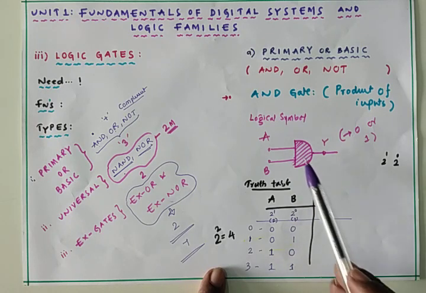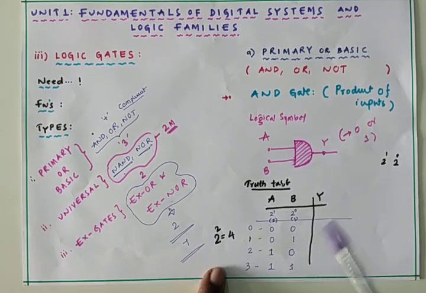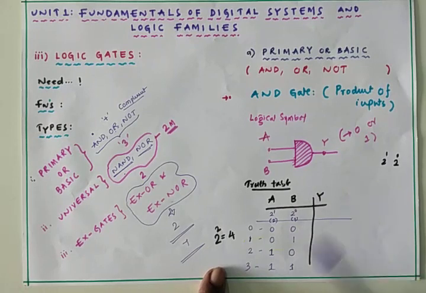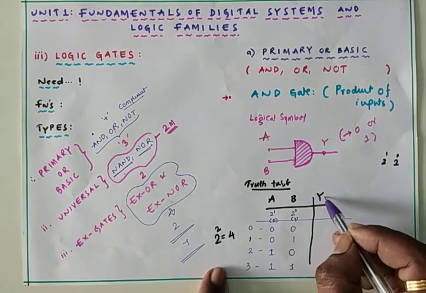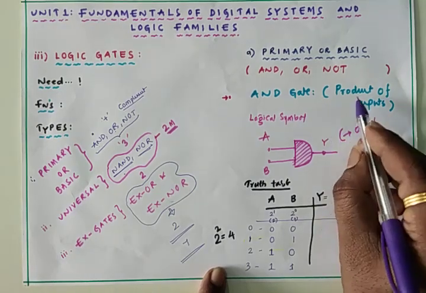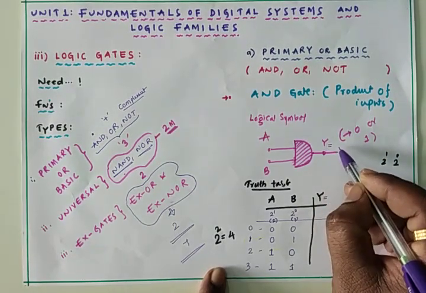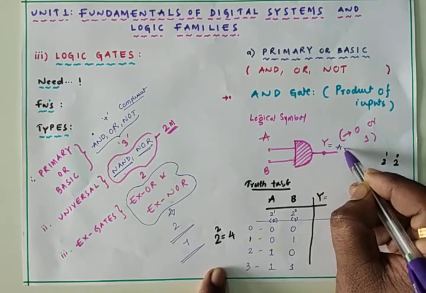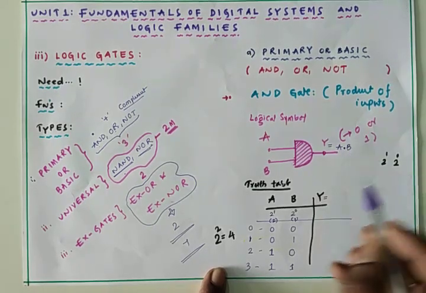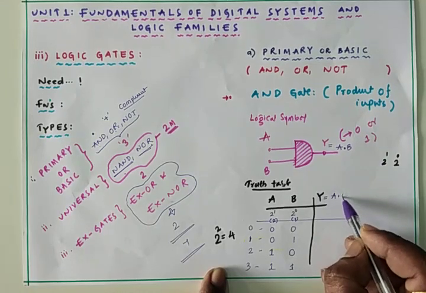These input combinations are given as input to the AND gate, so we go with the possible output from the AND gate. Y is equal to what? Y is nothing but the product of the input signals, and the input signals are A and B, and their product will be A dot B only. So Y equals A dot B.